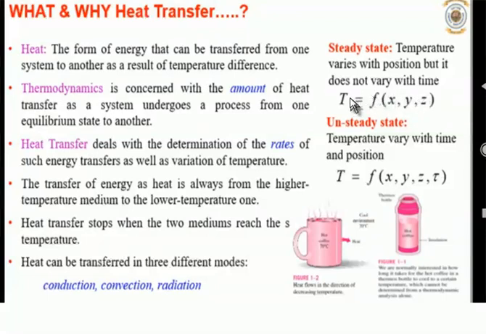That is given by T is equal to a function of x, y, z. So x, y, z represents the position of the component or substance. If the x position, y position, and z position have different temperatures, that indicates the temperature varies with the position, but it does not vary with the time.